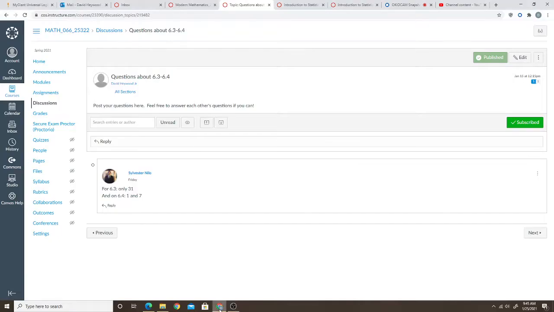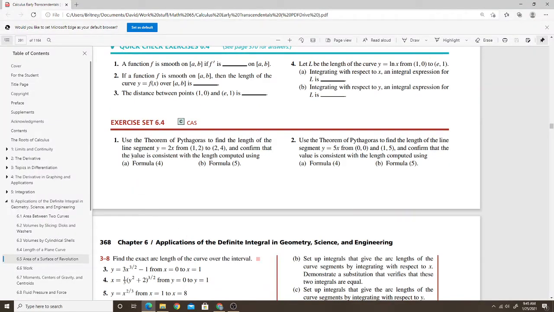Okay, let's talk about 6.4 number 1. So 6.4 number 1 says, use the theorem of Pythagoras to find the length of the line segment y equals 2x from (1, 2) to (2, 4), and confirm that the value is consistent with the length computed using formula 4 and formula 5.